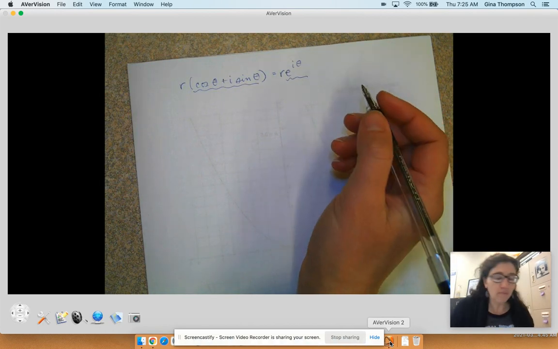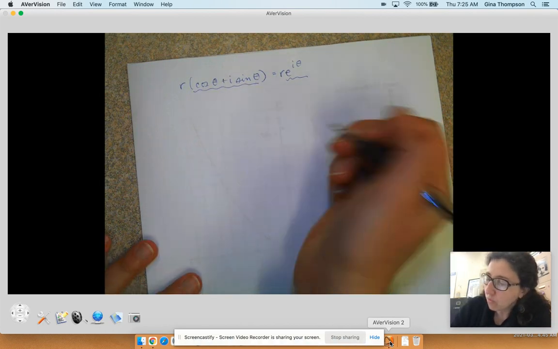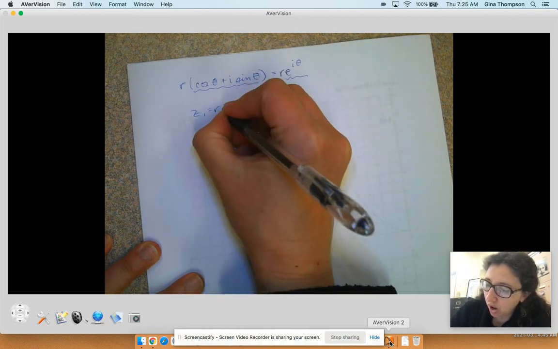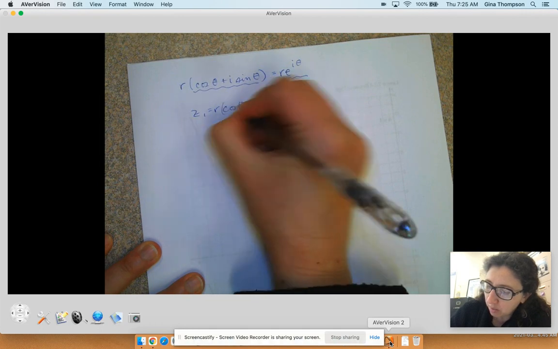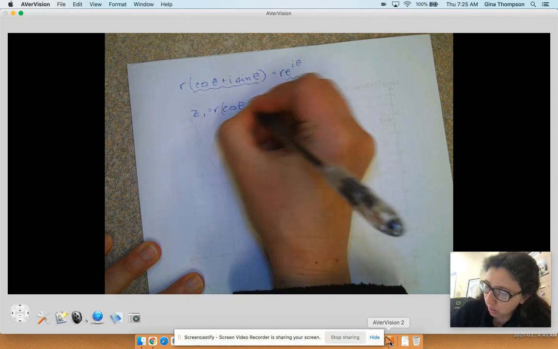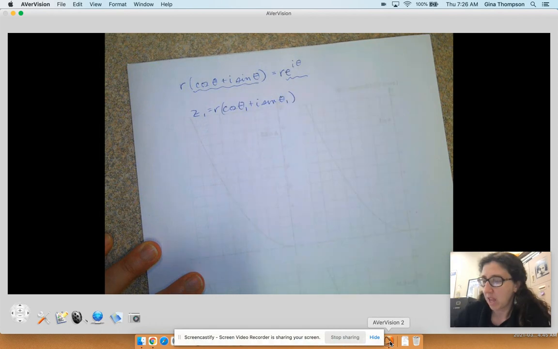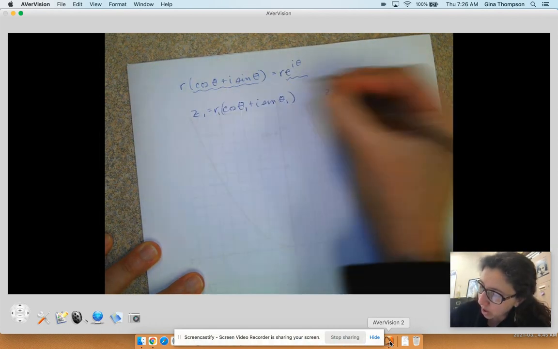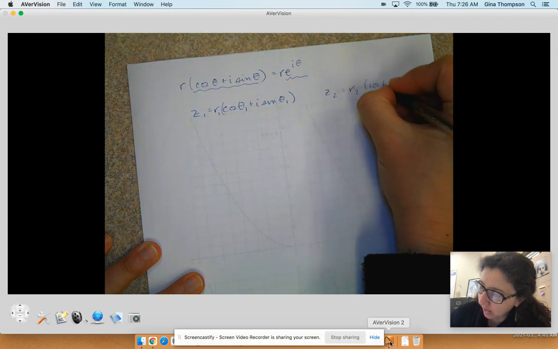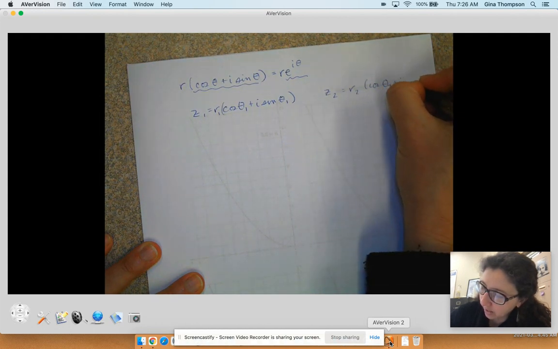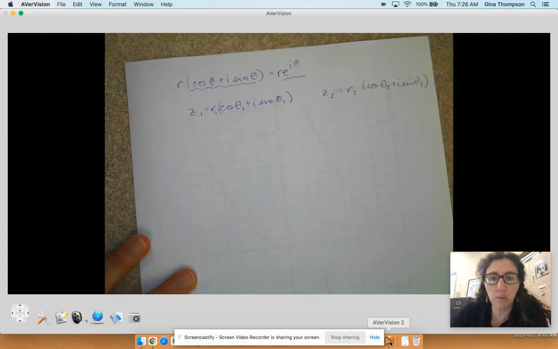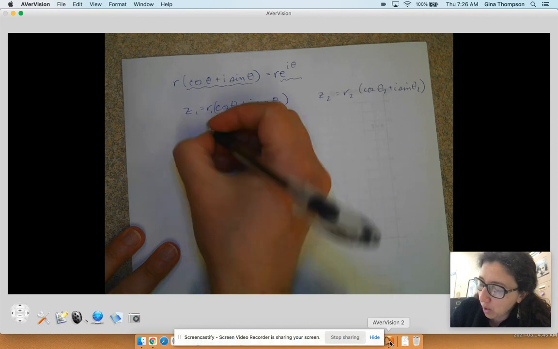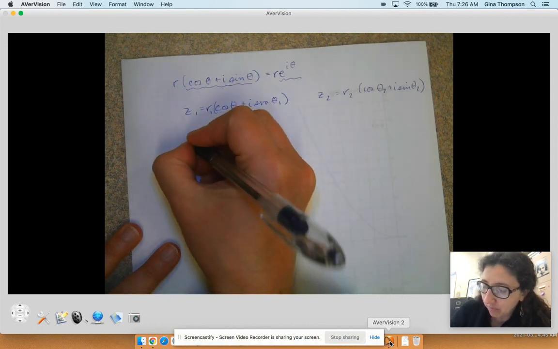because if we have this form, what if we have two complex numbers like z1 equals r1 cosine theta 1 plus i sine theta 1, and we have another one, z2 equals r2 times cosine theta 2 plus i sine theta 2. We just have two complex numbers in polar form. What if we want to multiply them together?